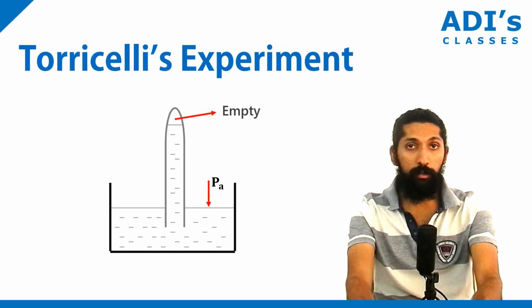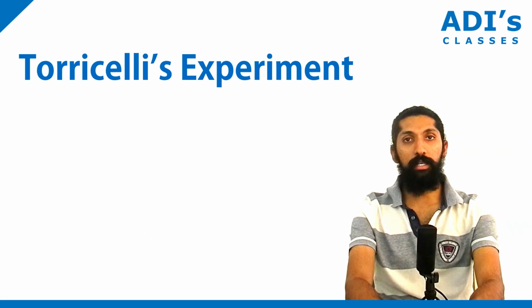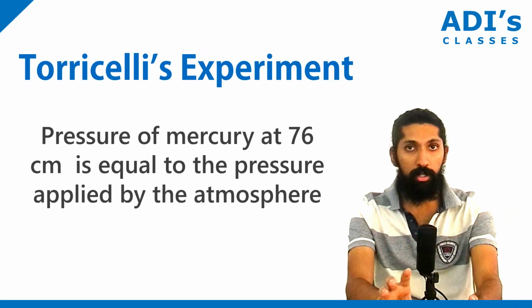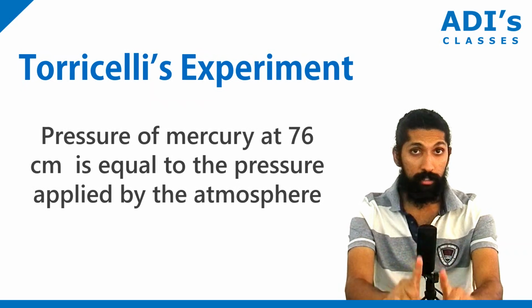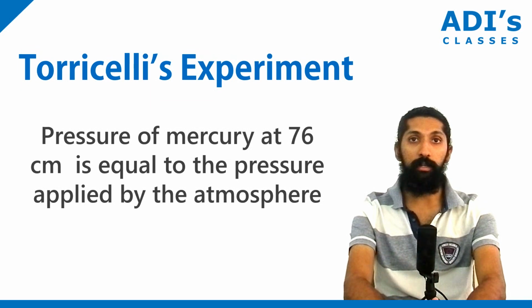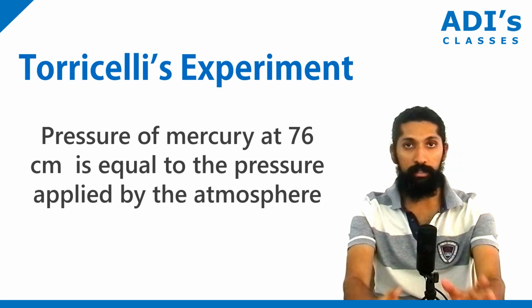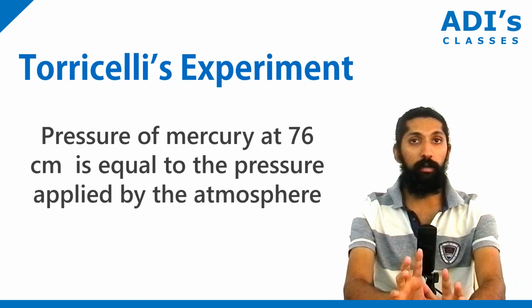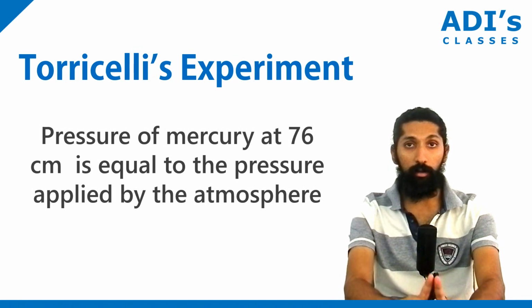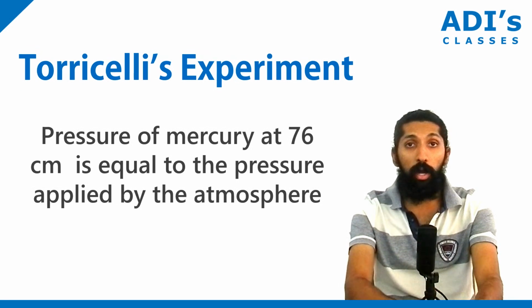Understood? Now, how do we define this, or what is the experimental outcome? Observation: we can say that the pressure of the mercury at 76 centimeter, mind 76 centimeter, is equal to the pressure applied by the atmosphere. Isn't it? Again, I'll repeat this point, it's important. The pressure applied by 76 centimeter height of mercury is equal to the pressure applied by the atmosphere.